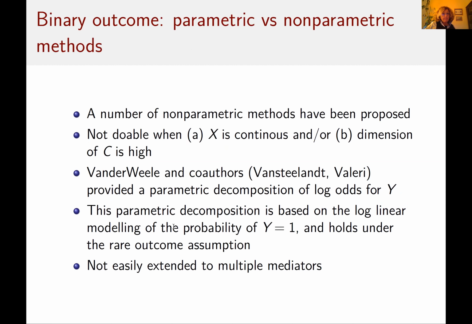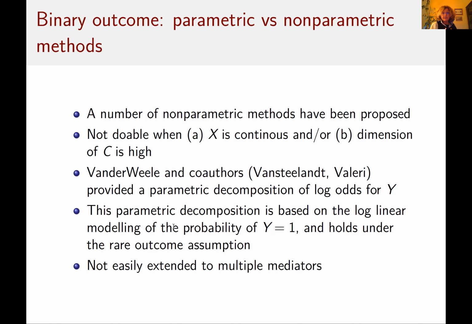Now, when you deal with a binary outcome, there is an issue, because a number of non-parametric methods have been proposed, and there is a lot of literature on ways to disentangle the total and direct effect in a mediation context using non-parametric methods. Actually, this is interesting, but not doable when x is continuous, and the dimension of the confounders you need to condition on in order to achieve the assumption of the directed acyclic graph being structural is very high.